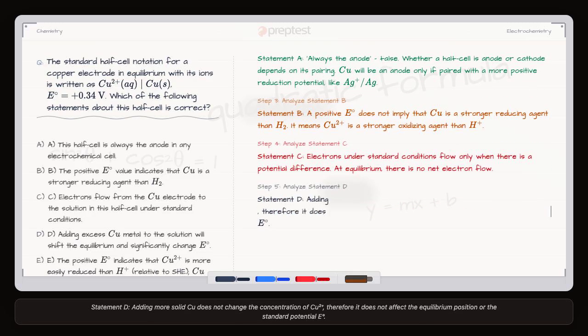Statement D: adding more solid Cu does not change the concentration of Cu²⁺, therefore it does not affect the equilibrium position or the standard potential E°.